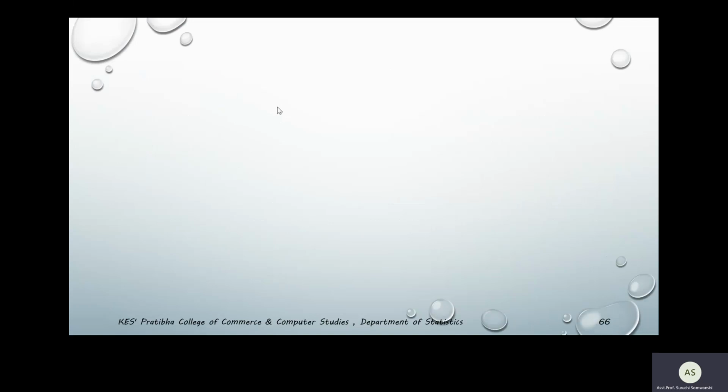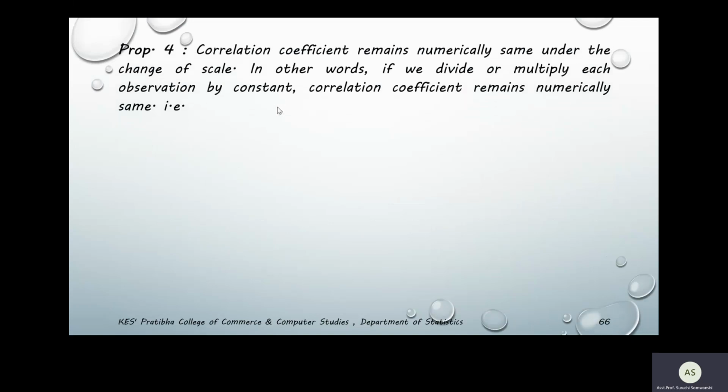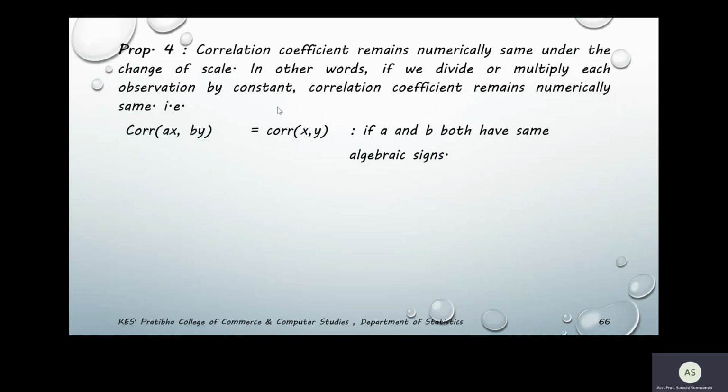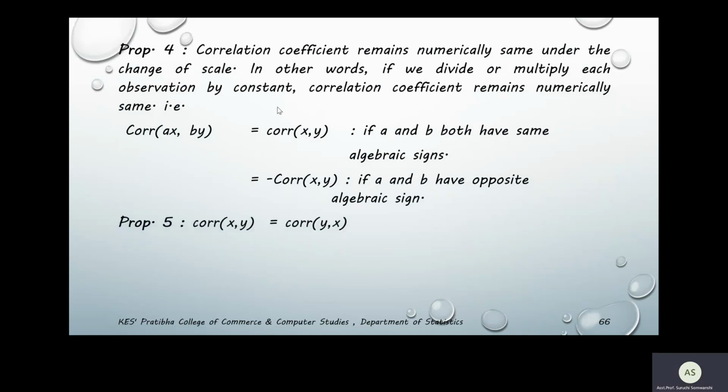Another property is that the correlation coefficient remains numerically the same under the change of scale. In other words, if we divide or multiply each observation by the same constant, then the correlation coefficient remains numerically the same. That is, correlation of ax, by will be correlation of xy if a and b both have the same algebraic sign, and it will be equal to minus correlation of xy if a and b have opposite algebraic signs. Okay. Another property is that correlation xy is equal to correlation of yx.